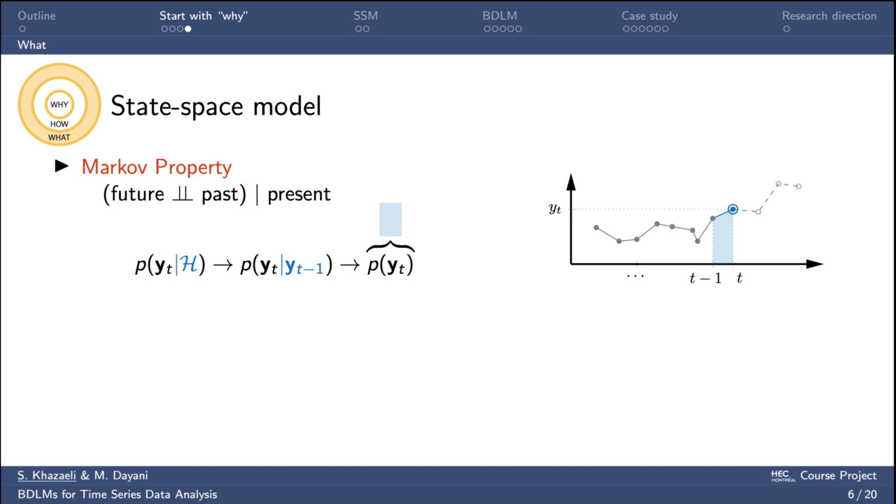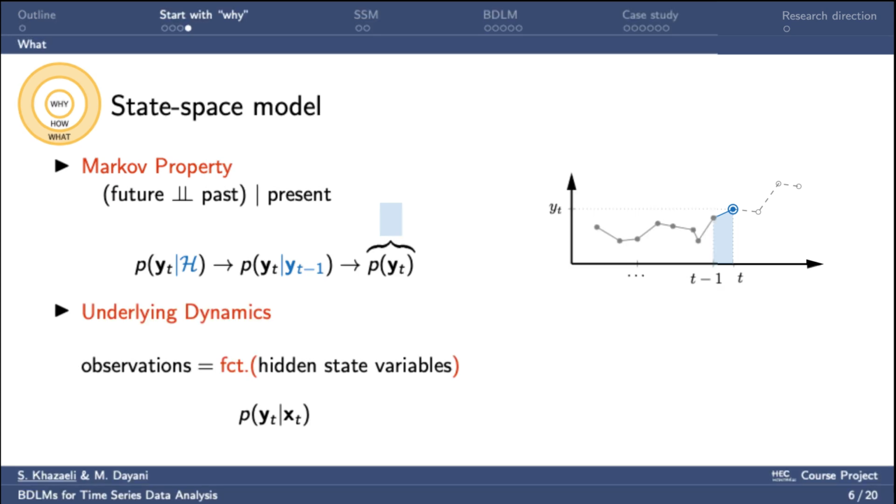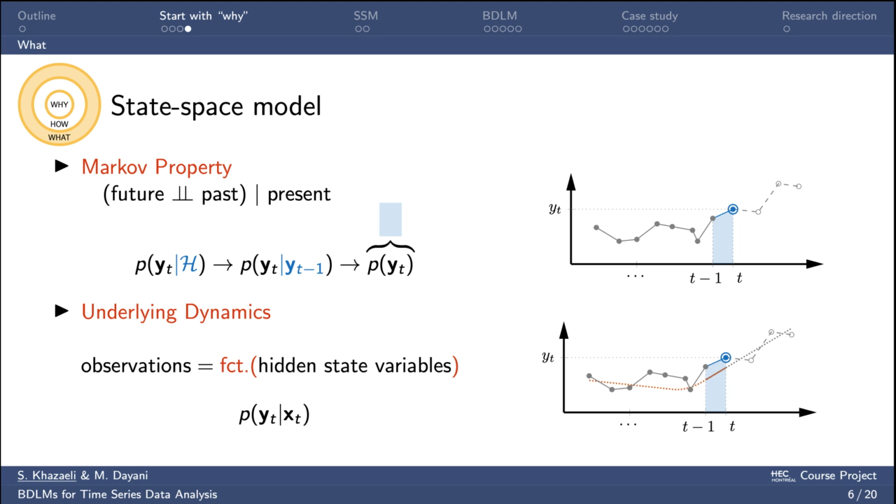The second assumption is that we assume the observations have an underlying dynamic that we cannot see; they are hidden. We can show it mathematically as another probabilistic model, where X shows the hidden state variables. Visually, you can see a red dotted line. In the same blue region that we postulate the state space model, now it is a solid line. It means that we use the same Markov property here too. So we can build the hidden state variable X for this region, and then we can repeat the procedure for other time steps.